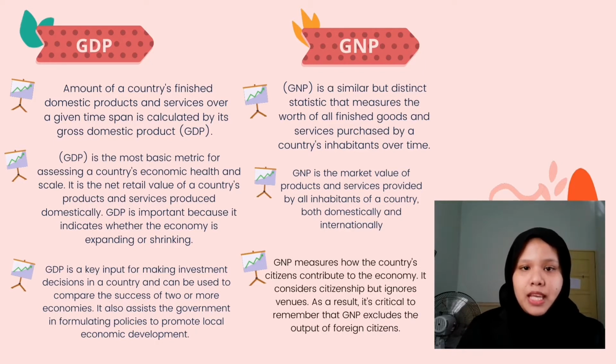Gross domestic product, GDP, is the most basic metric for assessing a country's economic health and scale. It is the net retail value of a country's products and services produced domestically. GDP is the most important because it indicates whether the economy is expanding or shrinking. On the other hand, another metric for assessing a country's economic production is the gross national product. GNP is the market value of products and services provided by all inhabitants of a country, both domestically and internationally, while GDP looks at the value of goods and services produced within a country's borders.